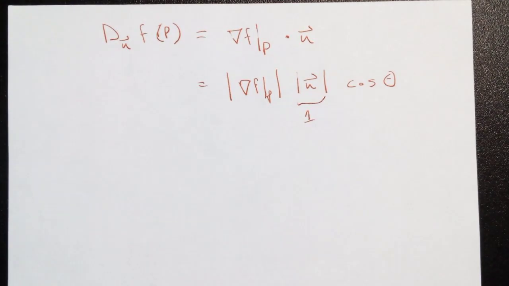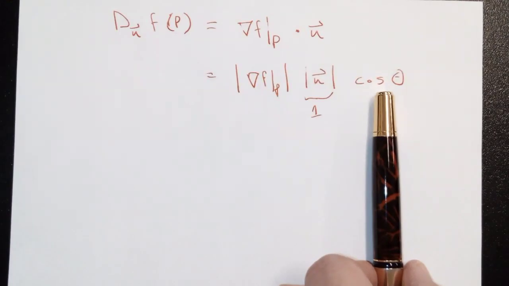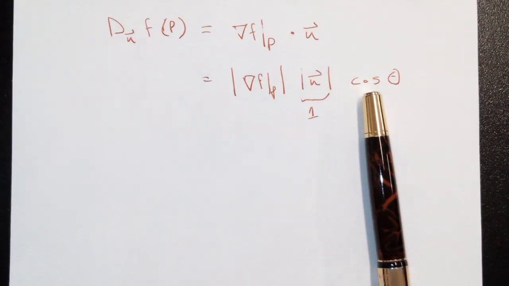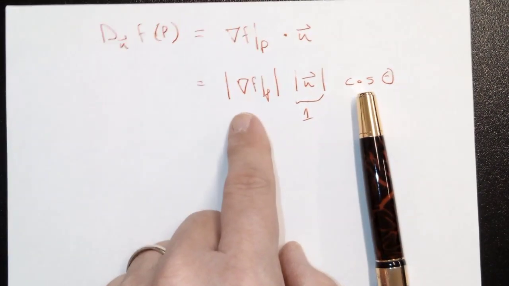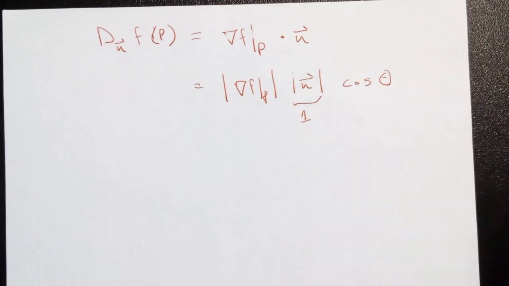So, two questions now. What is the biggest possible value I can have here for cosine theta? 1. When do I get a cosine equal to 1? If the unit vector and the gradient point in the same direction, the directional derivative will be as big as possible.